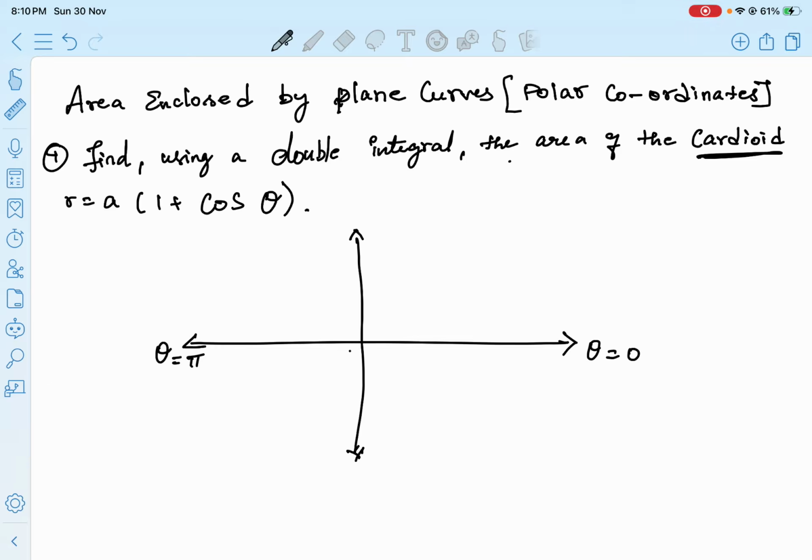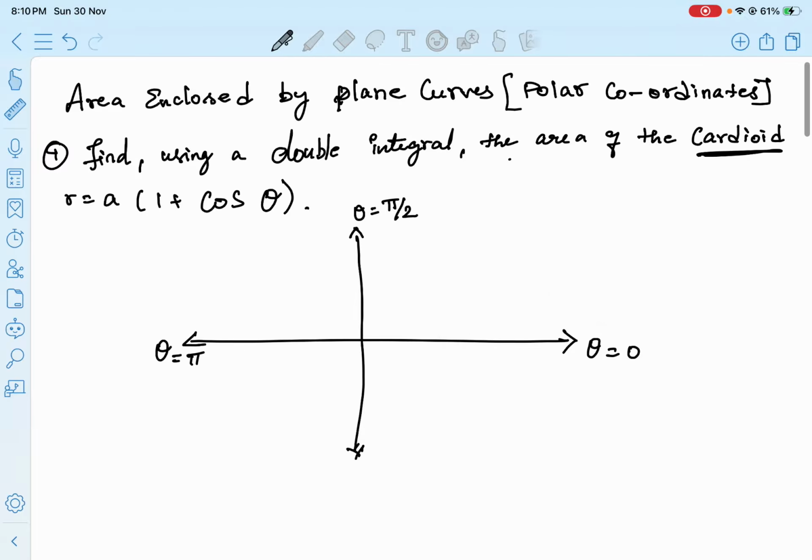So this point is theta equal to pi by 2, the half of the pi. The entire line is pi and it is the half. Here also theta equal to pi by 2. So the half of the pi, right? Now what is this? It is a cardioid. So we have to draw the shape of a heart because it is a cardioid.